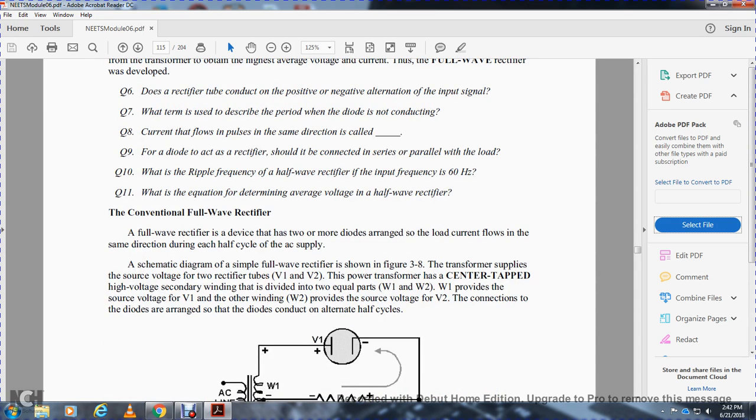The full wave rectifier. The full wave rectifier is a device with two or more diodes in which the current flows in the same direction during each half of the AC cycle. Here is the schematic diagram.